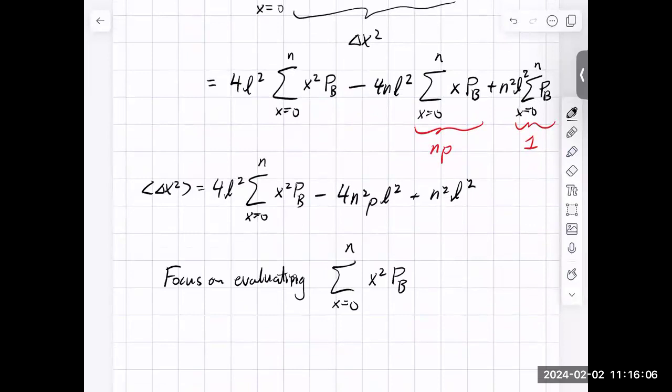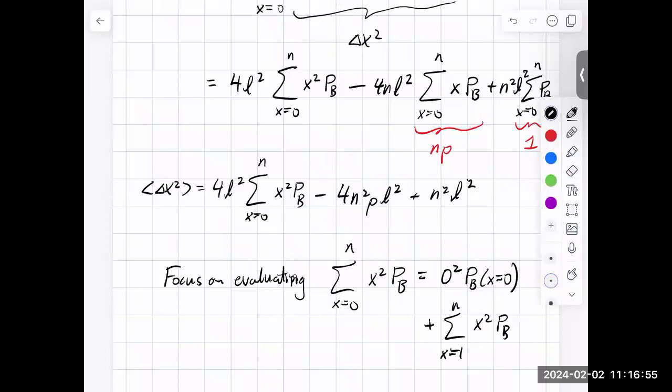It's useful to go through this because we'll see some methods that we can use to manipulate these sorts of sums. The first thing I'm going to do is separate this out into the x equals 0 term plus the same sum, but starting from x equals 1. So this is equal to 0 squared times the P_B for x equals 0, plus the sum from x equals 1 to n of x squared. We did the same trick last class when we were calculating the sum for just x times P_B. And of course, 0 squared times the probability distribution is just 0, so that doesn't contribute anything.